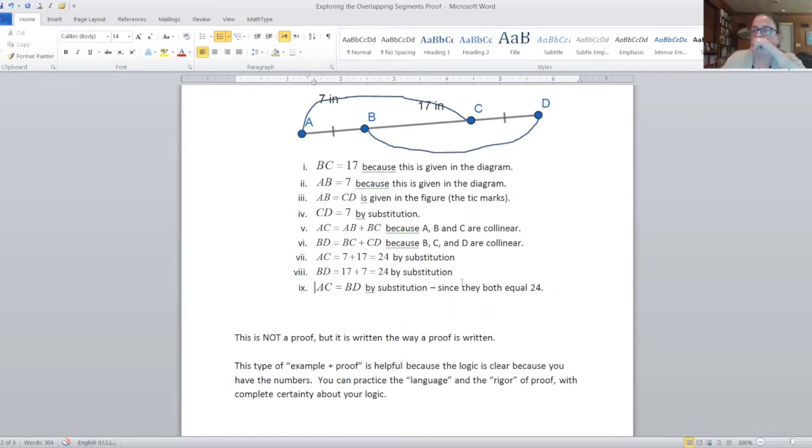Now, that was a lot of work. Gee whiz. But it's not a proof. It's just an example written the way a proof is written. It's very helpful because it's going to help us write a proof. But this is just an example because it's a situation where AB is 7 and BC is 17. It's only one case. It's not the general case for all overlapping segments.